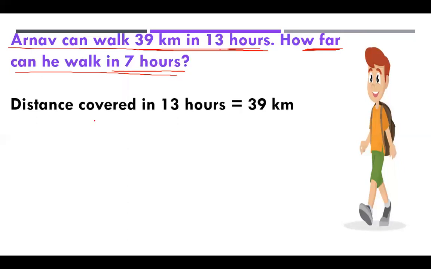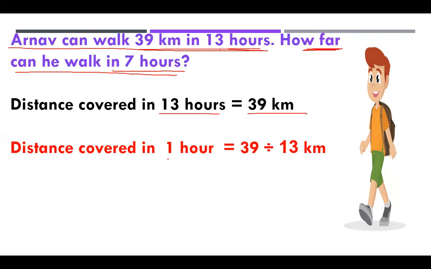So the first statement we will write as, we will not write Arnav can walk, no, we will write the distance covered in 13 hours. How much distance is covered in 13 hours? It is 39 kilometers. So firstly, we will find the distance covered in 1 hour. When you find the distance covered in 1 hour, from many to 1, we will divide. So 39 divided by 13 kilometers will give you 3 kilometers.